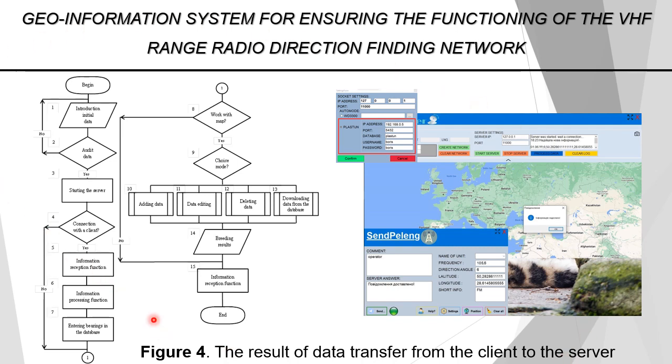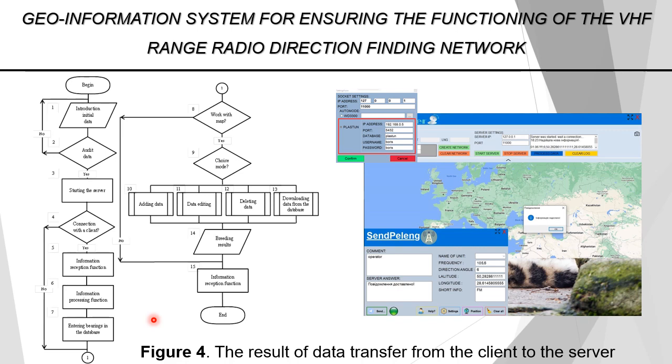The software of the geo-information system, to ensure the operation of the radio direction finding network, includes a server and a client part. The server part is intended for reproduction and accumulation of information from direction finders. The server part receives information about bearings, accumulates them, processes, reproduces, saves, as well as creates a single information space for radio direction finding and radio monitoring tools.